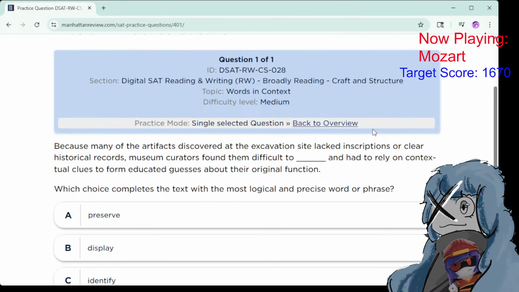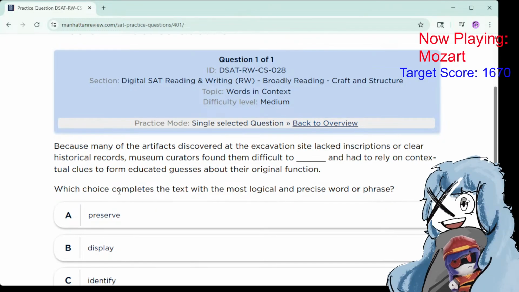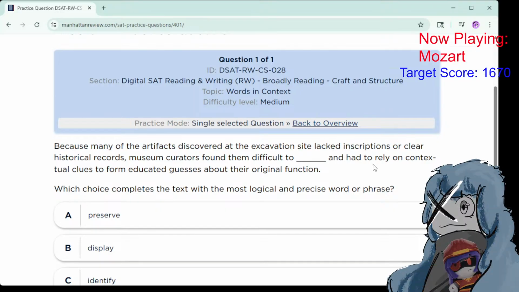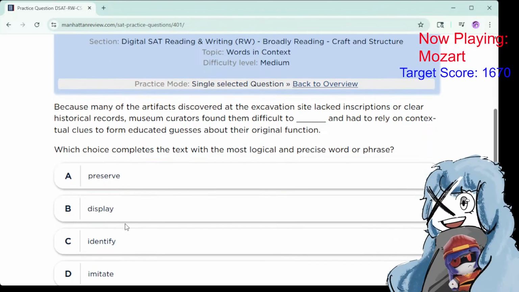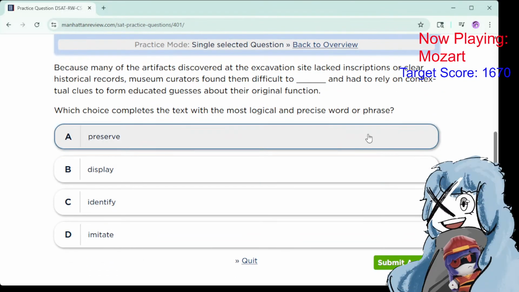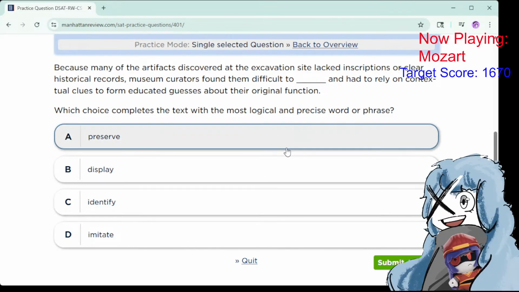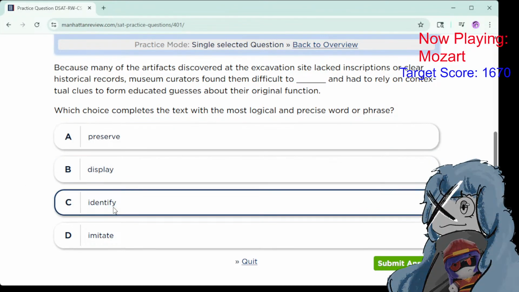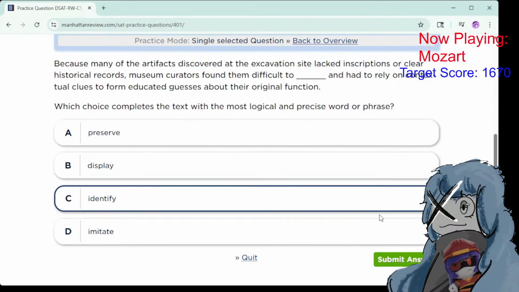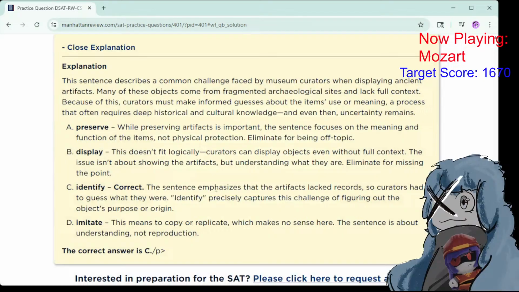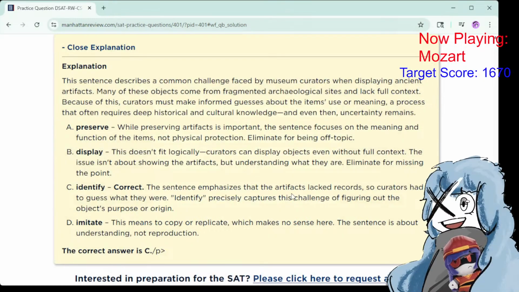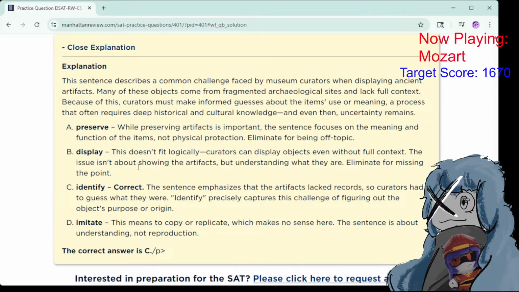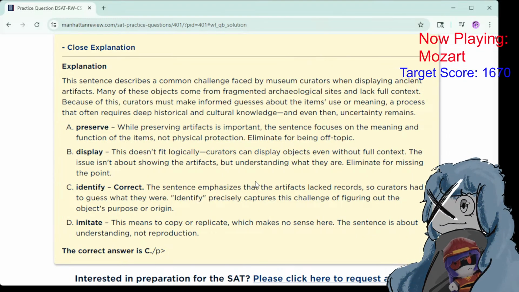Because many artifacts discovered at the excavation site lacked inscription or clear historical records, museum curators found them difficult to identify and had to rely on contextual clues to form educated guesses about the original function. Preserve, not display, not identify. Let's say identify is closest, since it emphasizes the effort: lacked records, so the curators could guess what they were, identify precisely captures the origins.